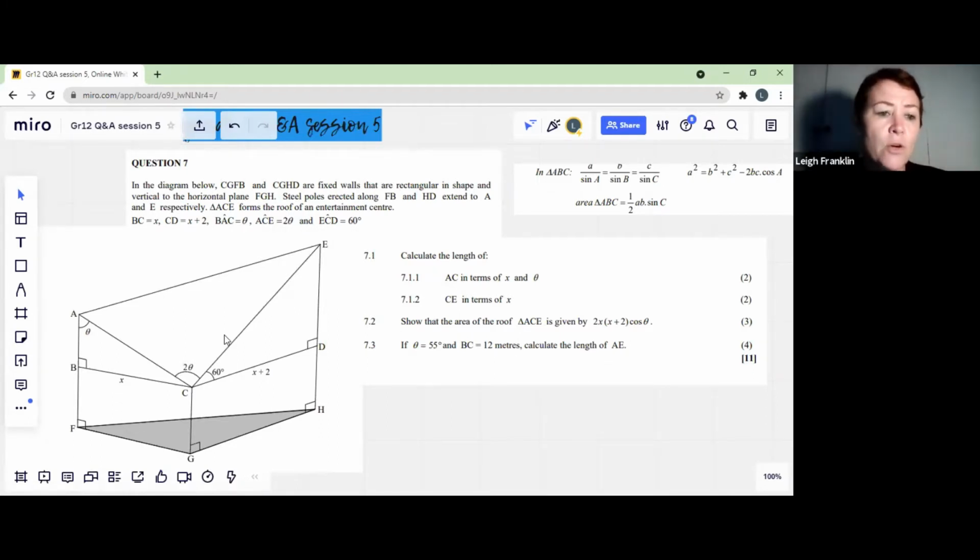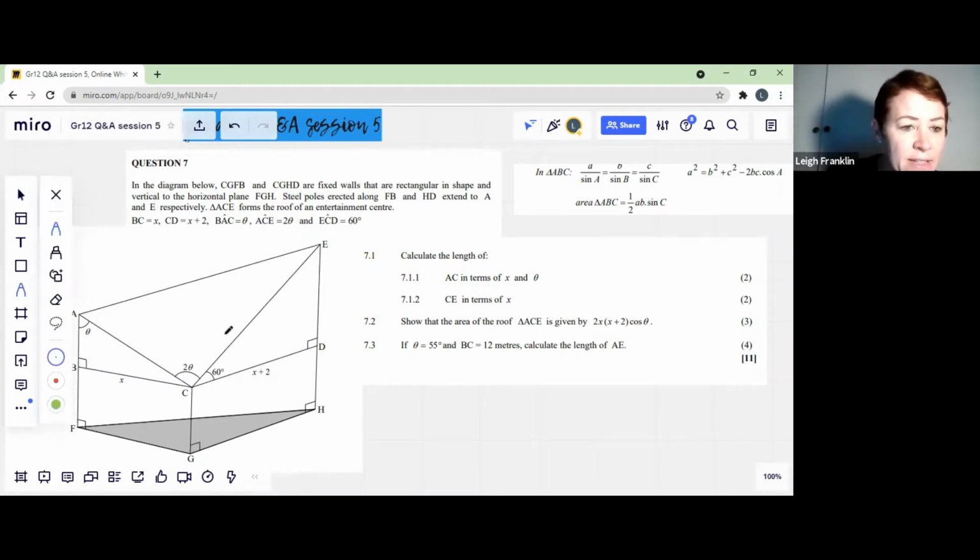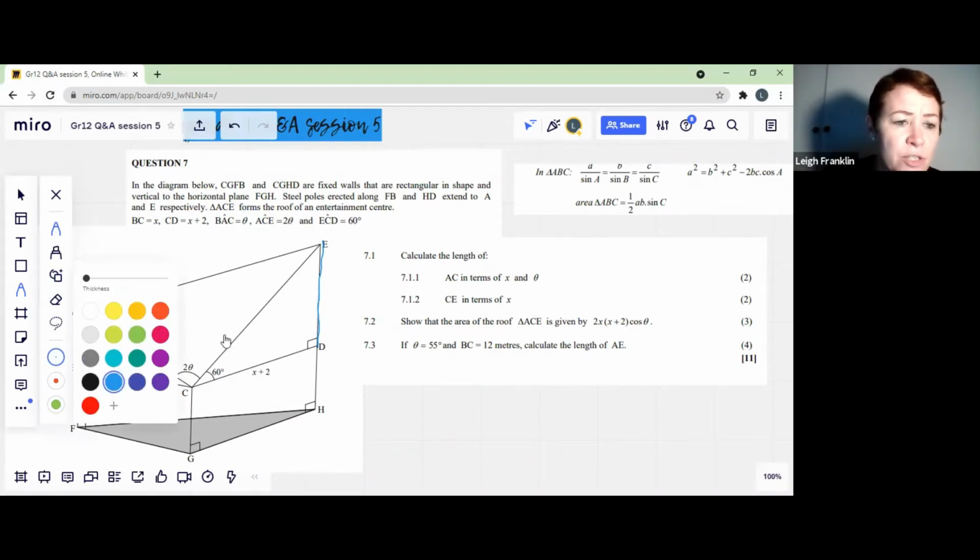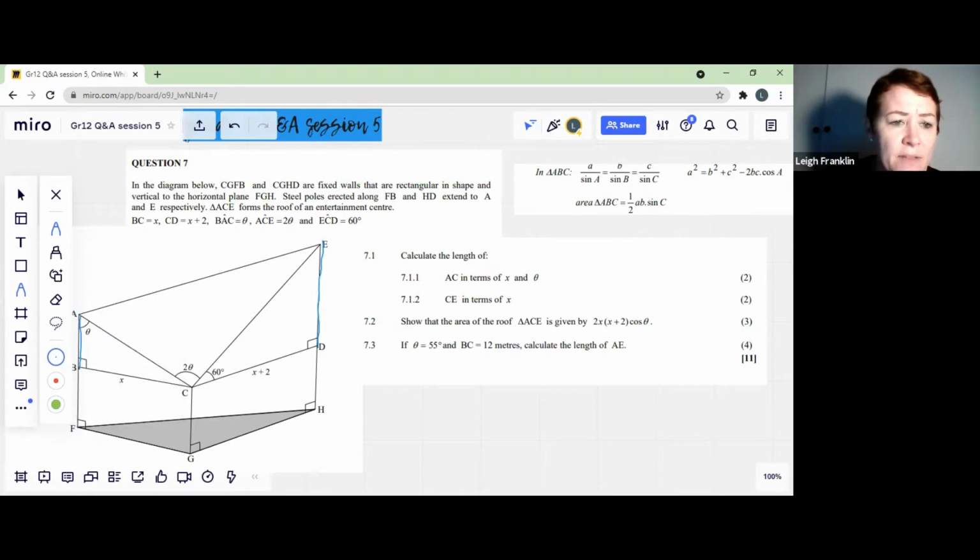Then they have said that there are steel poles that have been erected along FB and HD to extend to A and E respectively. What they are referring to here is that this is the end of the wall, and here is a steel pole, and over here is another steel pole. This triangular shape, which we'll highlight in a slightly different color, represents the roof of the entertainment center that has been built.